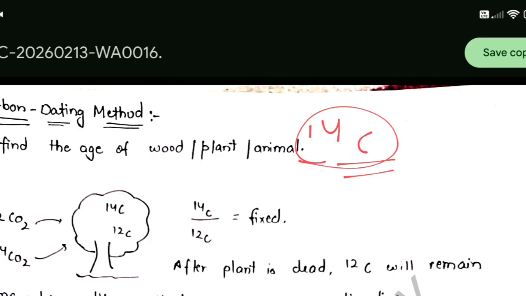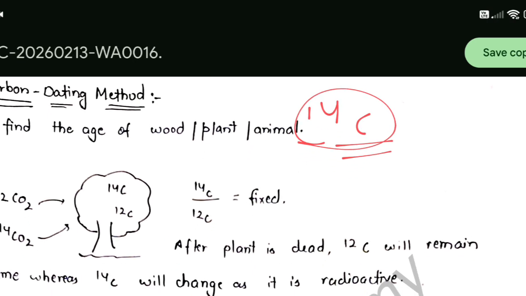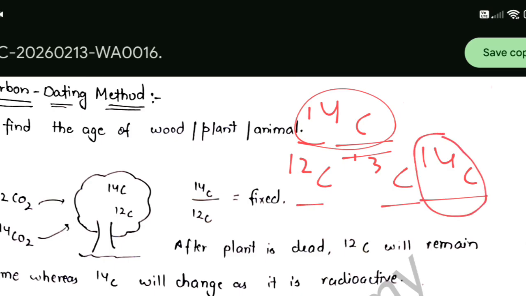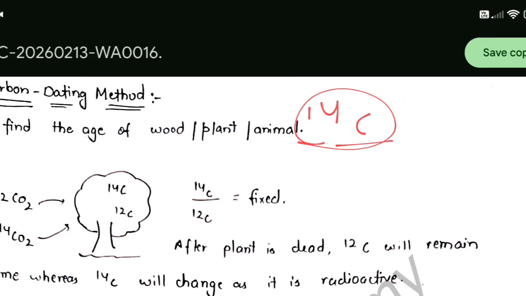So see how we will find out the age of any wood or plant or animal. As we know, carbon has three isotopes, 12C, 13C, 14C, out of which the 14C isotope is a radioactive isotope, because it is unstable, whereas 12C and 13C are stable isotopes. Why are 12C and 13C stable?